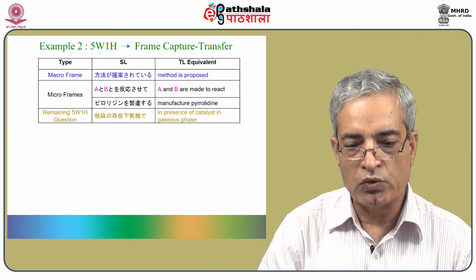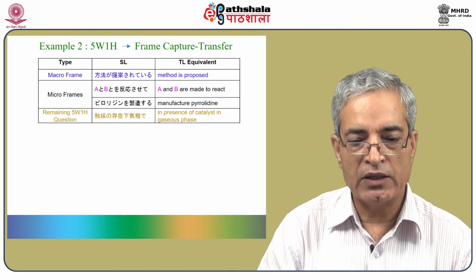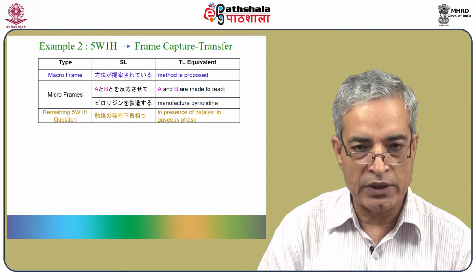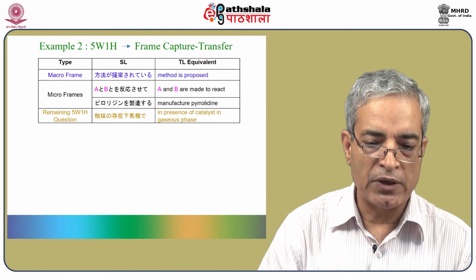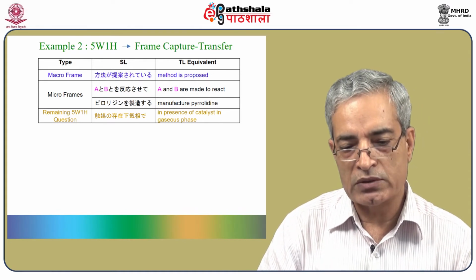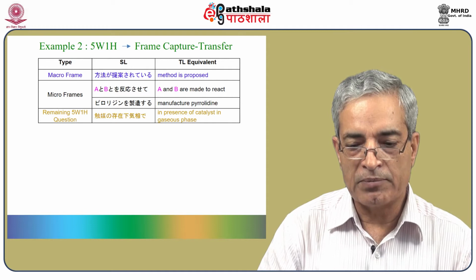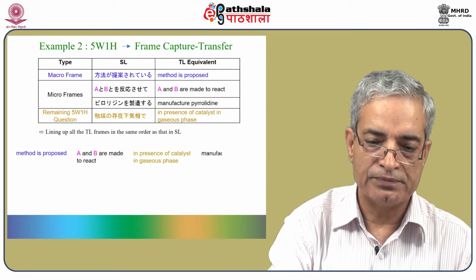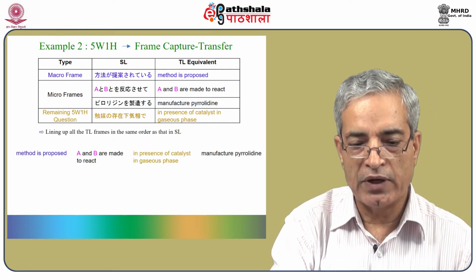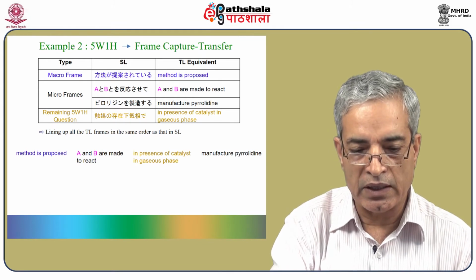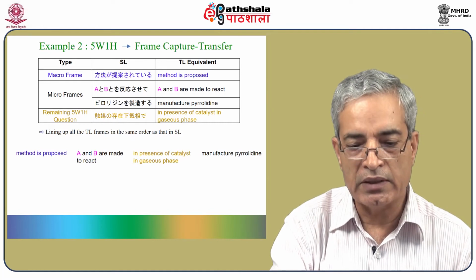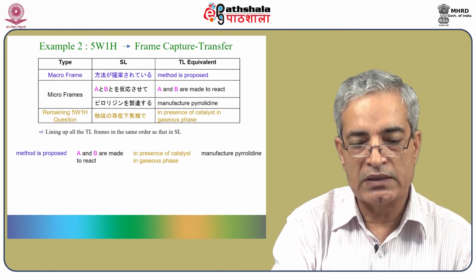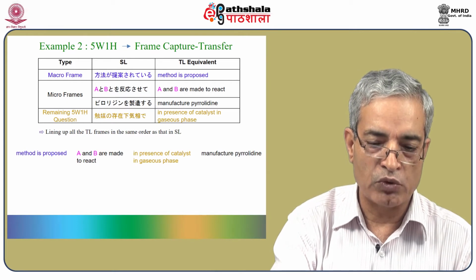The macro frame is ho hoga teyan sareteru, equivalent is method is proposed. Micro frames were A to B o hanno sasete, A and B are made to react. Then perorigin o seizosuru, manufacture pyrrolidine, and the remaining part, that is the condition, was shokubai no sonzai ka kisode, in presence of catalyst in gaseous phase. Now lining up all these frames in the target language: method is proposed, A and B are made to react in C in presence of catalyst in gaseous phase, manufacture pyrrolidine.